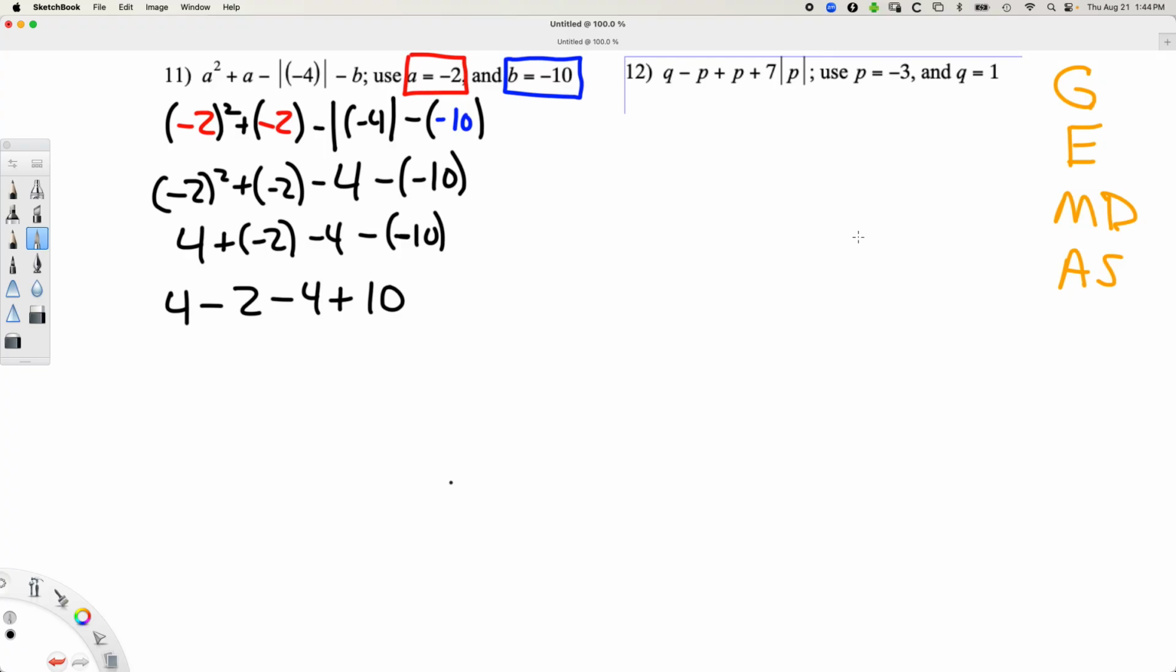And now that they're all the same level, they're all addition and subtraction, I'm going to read from left to right to make sure I get the right answer, just like a book. So 4 minus 2, that would be 2. So 2 minus 4 plus 10. Continuing on, 2 minus 4 would be negative 2 plus 10. Negative 2 plus 10 is going to equal 8. So my final answer is 8.